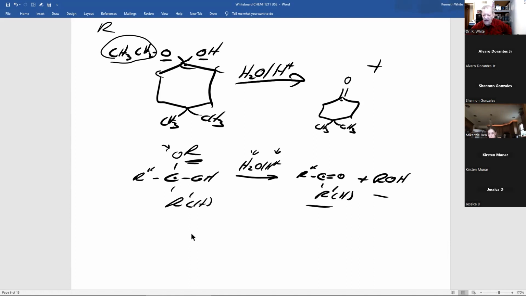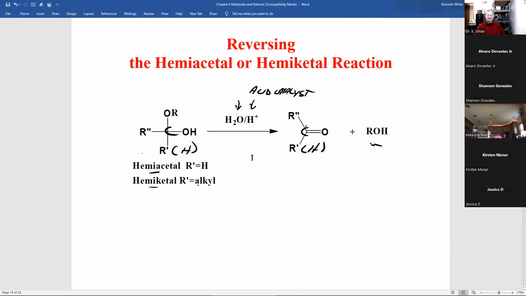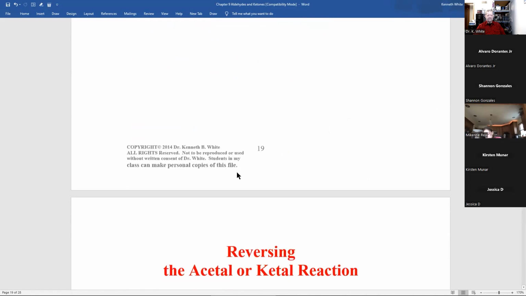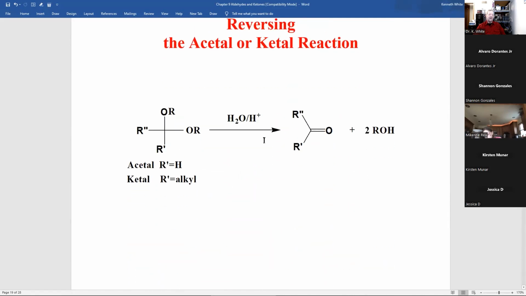Then my alcohol, R, is ethyl. And that's the product you get. And again, I'll never do a synthesis problem for this type of reaction. Now let's move on. Turns out, I call it reversing.